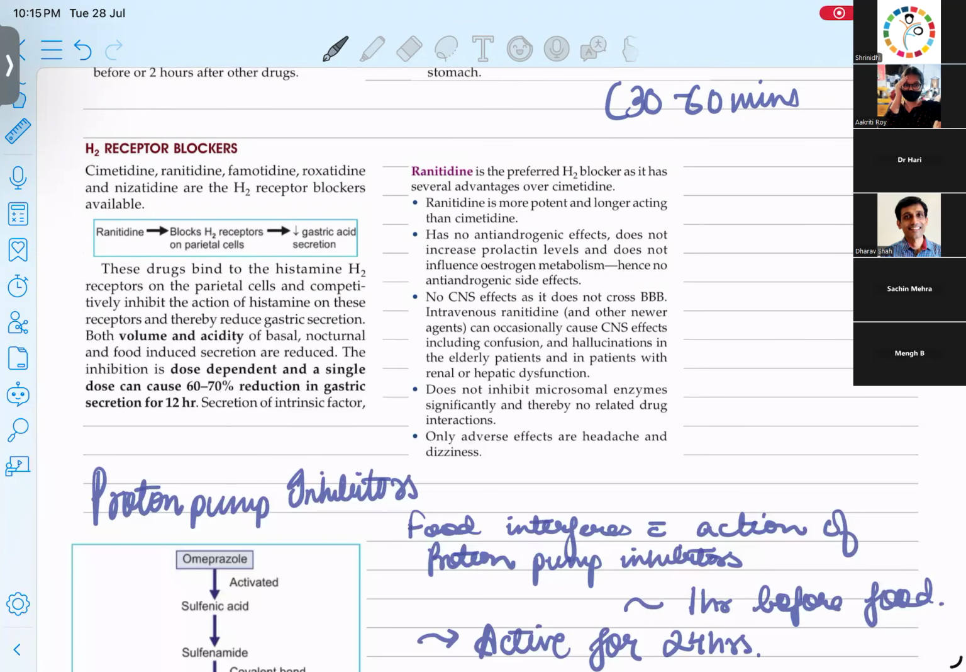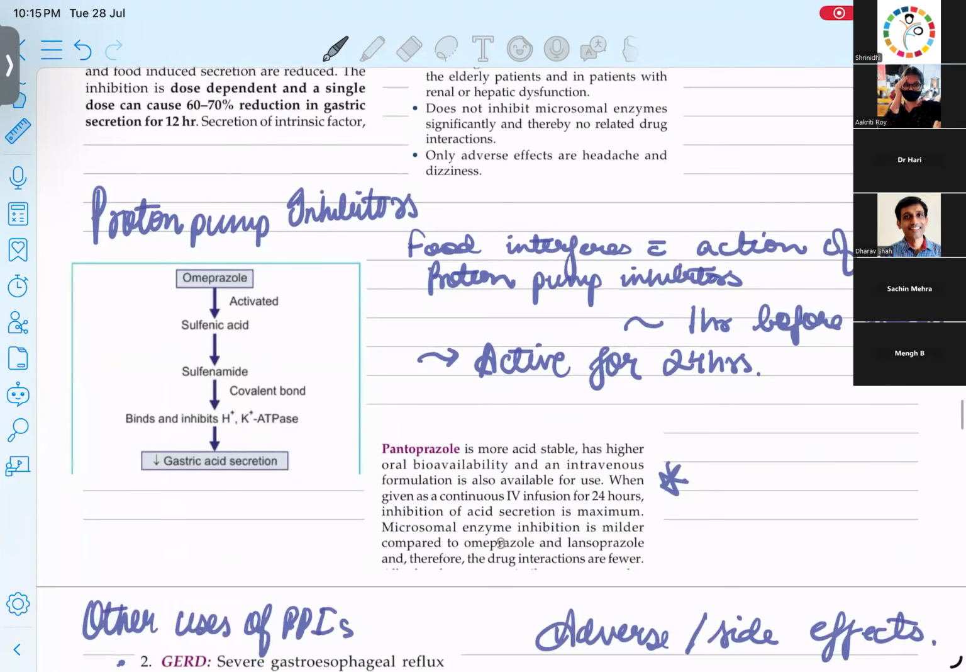Now coming to a very important class of drugs, the proton pump inhibitors. How do they work? So omeprazole is a prototype majorly used for describing the proton pump inhibitors. These are prodrugs. So the proton pump inhibitors are usually present as enteric tablets, gastro-resistant. You will see written gastro-resistant pantoprazole, gastro-resistant. So along with this, these are also prodrugs.